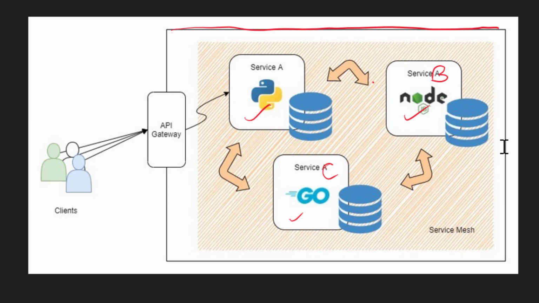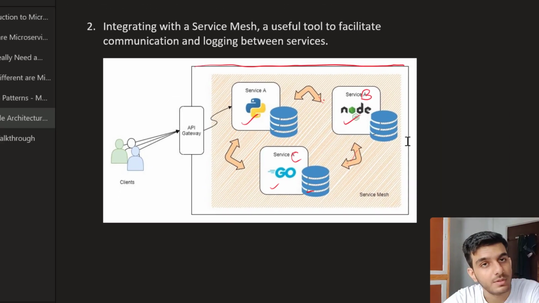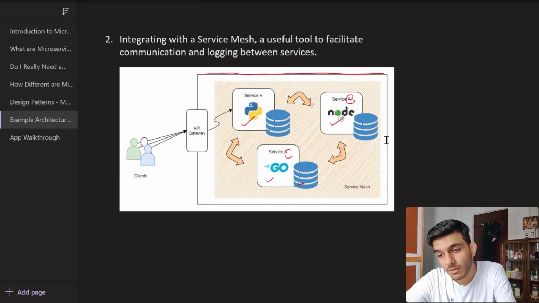So you have different services written in different languages, as you mentioned, and they all are communicating with each other as well as to the database. They all have their own databases as well. Now you can see I have written here service mesh. Service mesh is a way of enabling communication between different services.